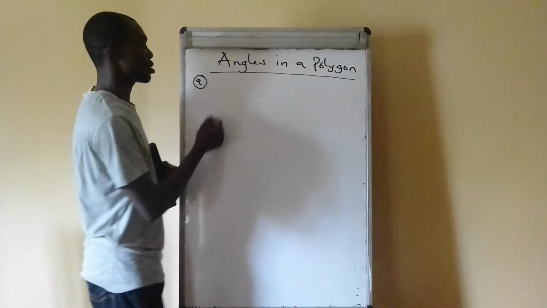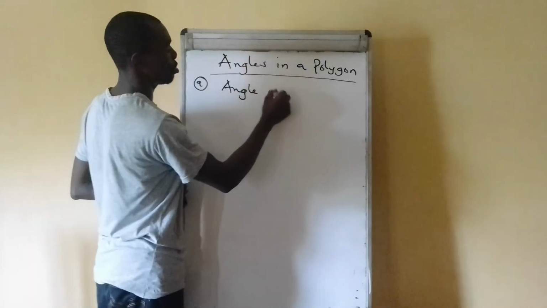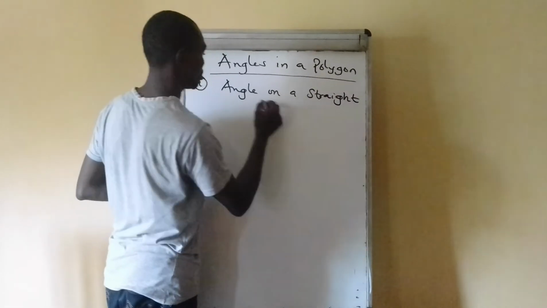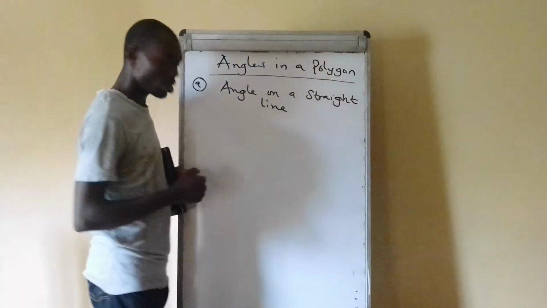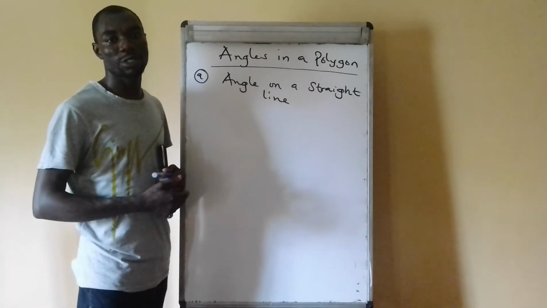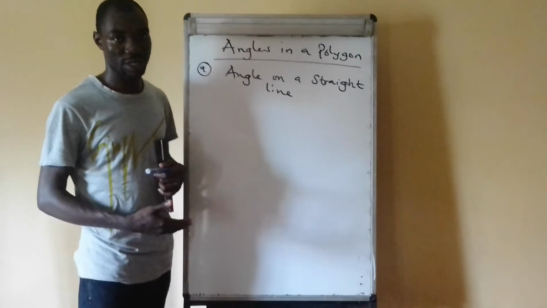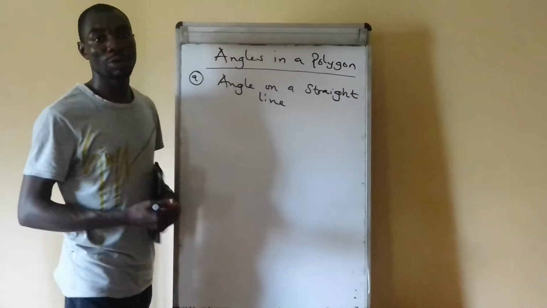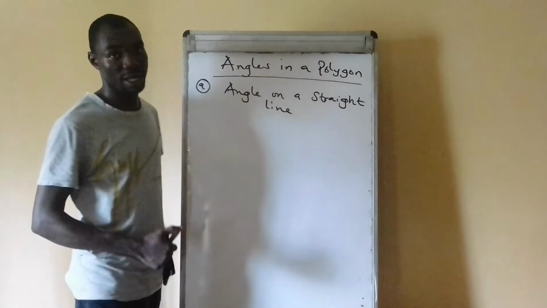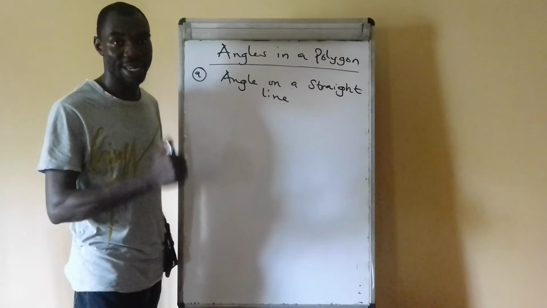So today I want to talk about angles on a straight line. And the rule states that angles on a straight line is equal to 180 degrees. So we want to talk about the part of angle on a straight line. Don't forget, angle on a straight line is equal to 180.